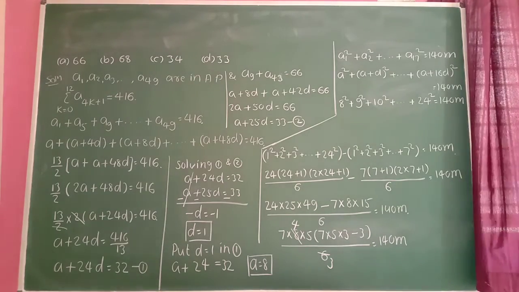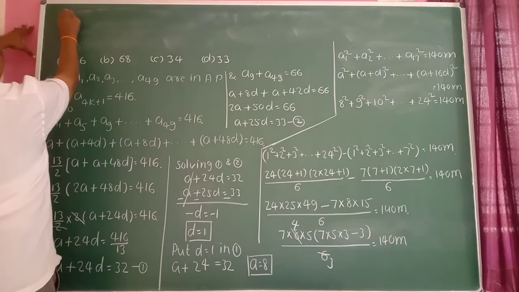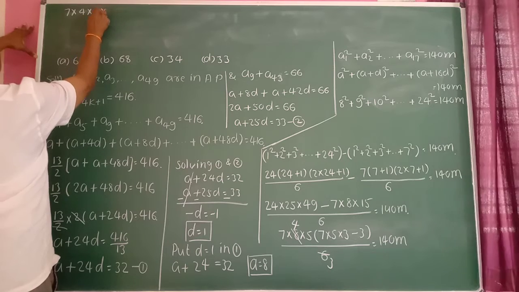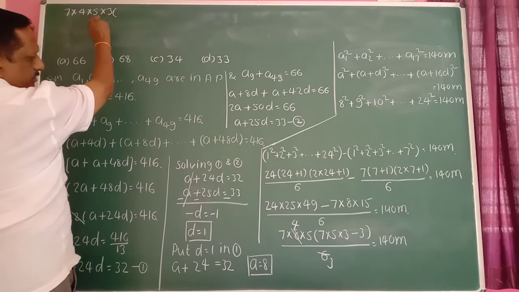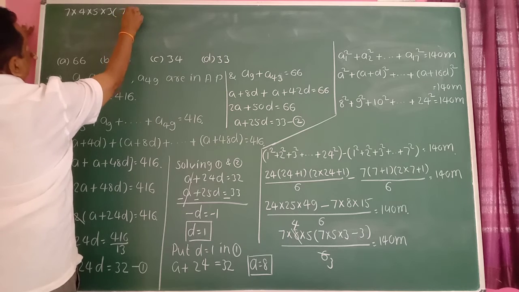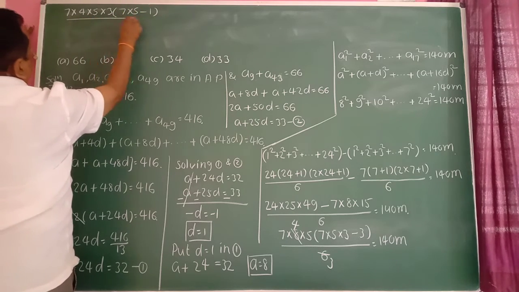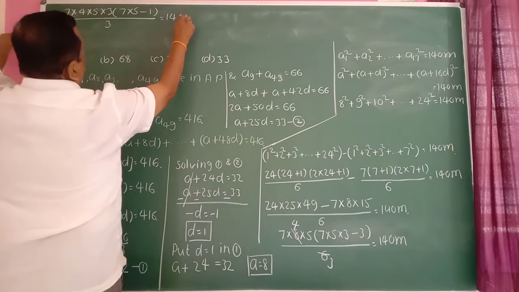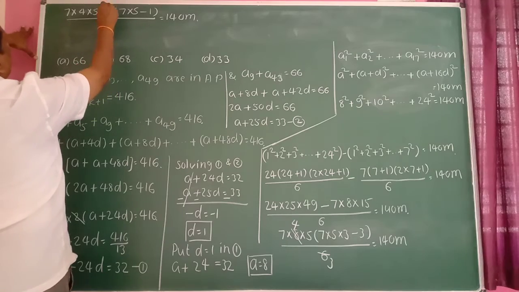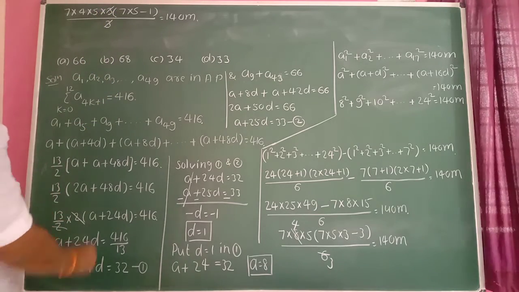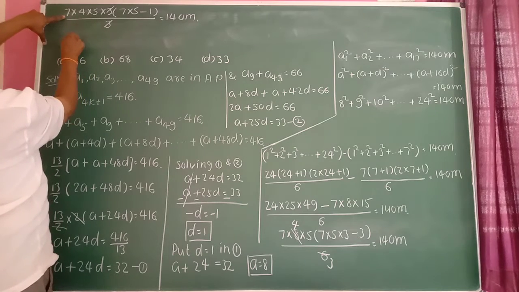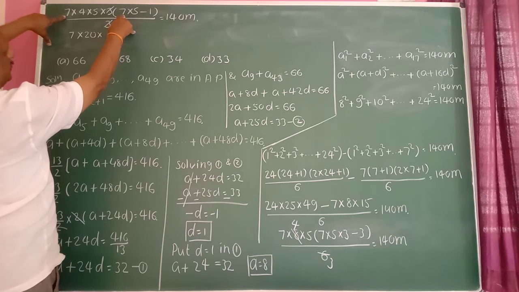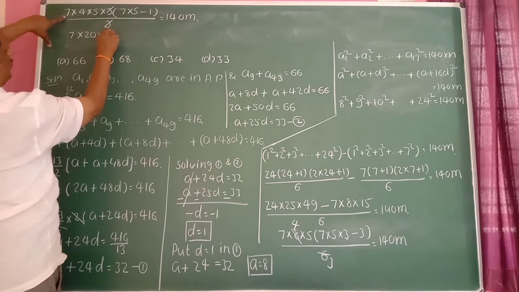Okay, so I am writing the steps here. So 7 into 4 into 5 into 3 common here, so 7 into 5 minus 1 divided by 3, is equal to 140m. This 3 and this 3 get cancelled here. Then write here 7, 5 fours are 20, into 7 fives are 35. 35 minus 1 is 34 here.